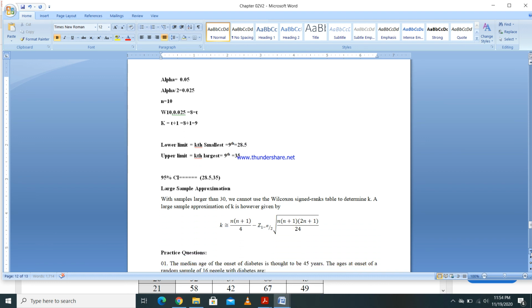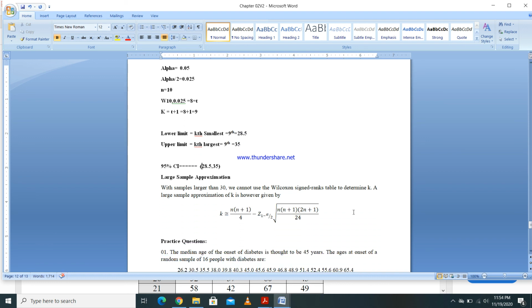And if you're using the large sample approximation, to calculate this k value you just have to use this equation. That is the only difference in how to find the confidence interval if you are using the large sample approximation.